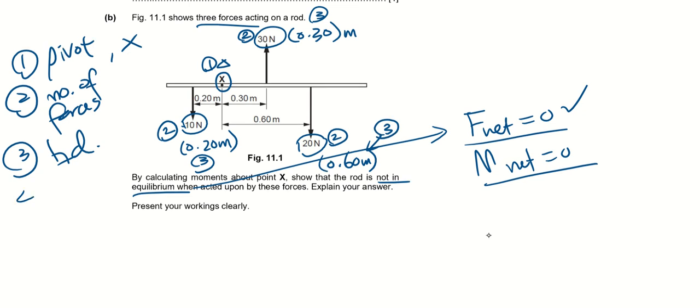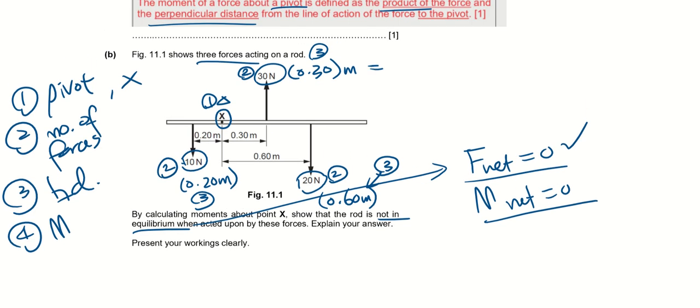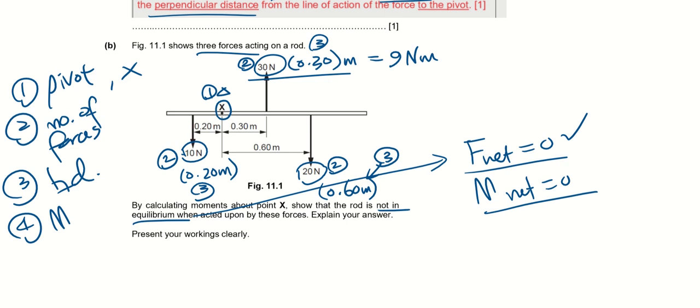Then step 4 is calculate moment. Moment equals force times perpendicular distance. If I put this side by side, 30 times 0.3, I'll get 9 Newton meters. 20 times 0.6, I'll get 12 Newton meters. Then 10 Newton times 0.2, I will get 2 Newton meters.